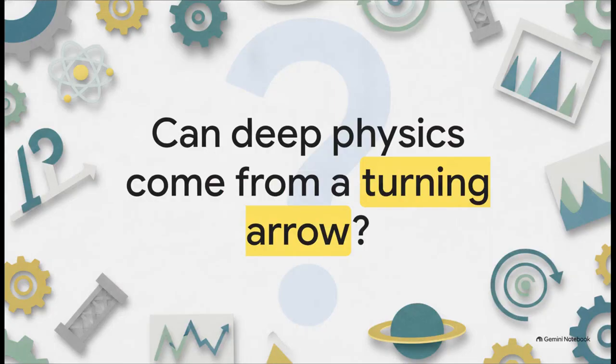Which brings us to our final thought for this explainer. I mean, think about it. Can deep physics really come from a simple turning arrow? Isn't it absolutely amazing that the deepest mysteries of calculus, engineering, and quantum physics are essentially just mathematical extensions of a little arrow turning in a circle? It's wild. Once you start to see these patterns, you realize the universe has an incredible, beautiful underlying order to it.